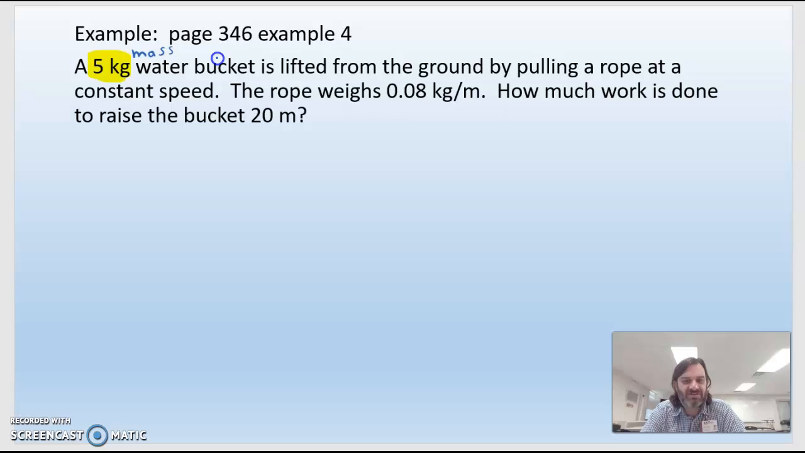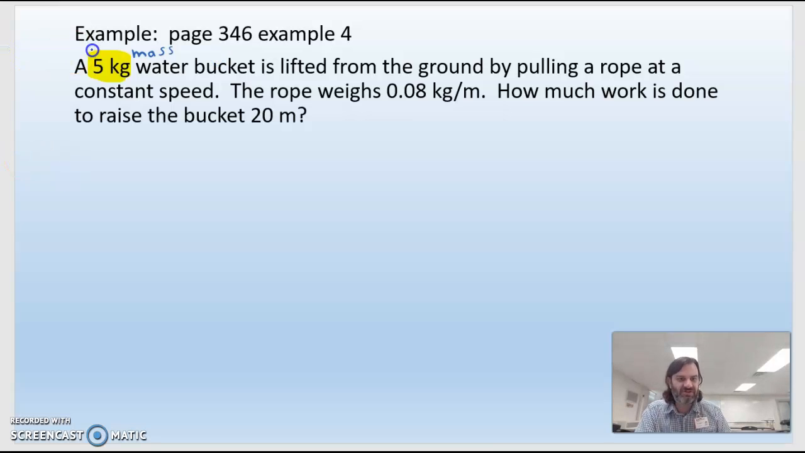A 5 kilogram water bucket is lifted from the ground by pulling a rope at a constant speed. So the bucket is going to move up at a constant speed. The rope weighs 0.08 kilograms per meter. So that means every meter of rope weighs 0.08 kilograms, which is also a mass in itself. How much work is done to raise the bucket 20 meters?